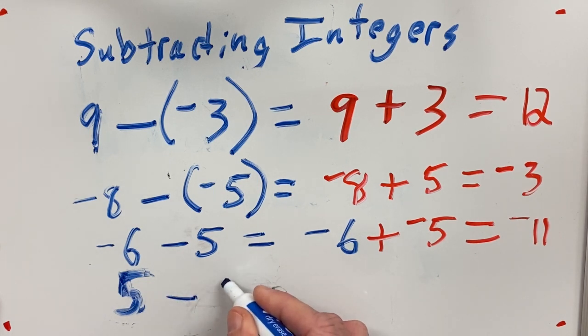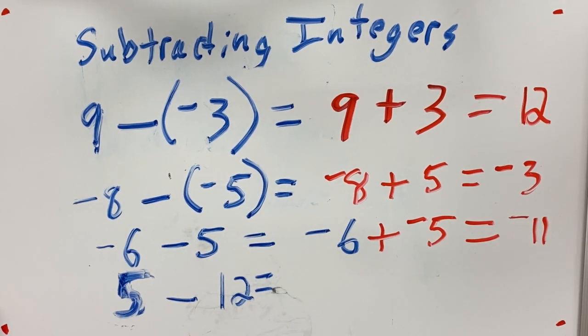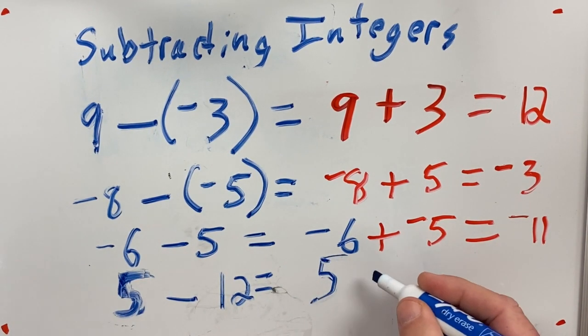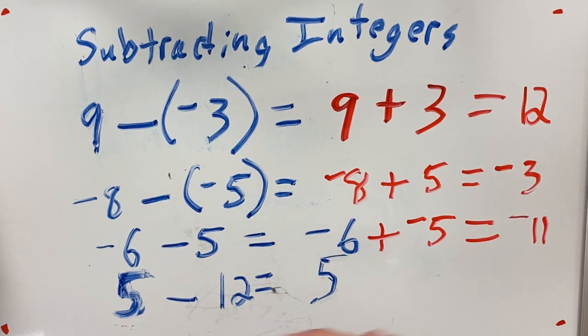Let's do 5 minus 12. What? How do I do that? Same thing over here. I'm going to keep the first part in blue, 5. Now I'm going to add the opposite of this. So I'm going to add a negative 12.